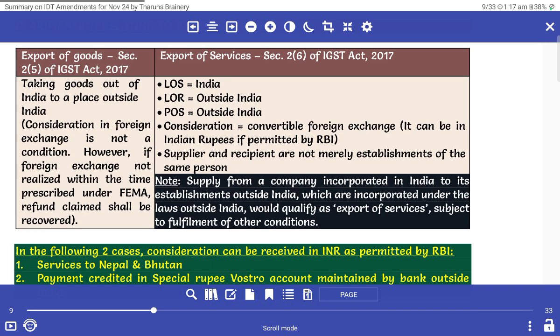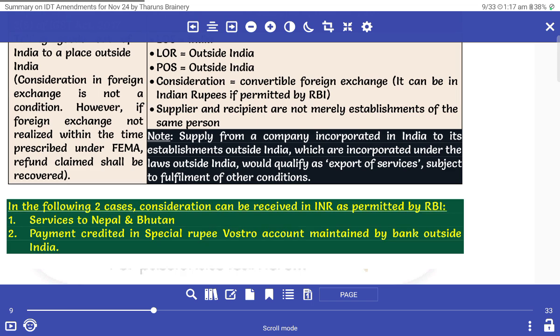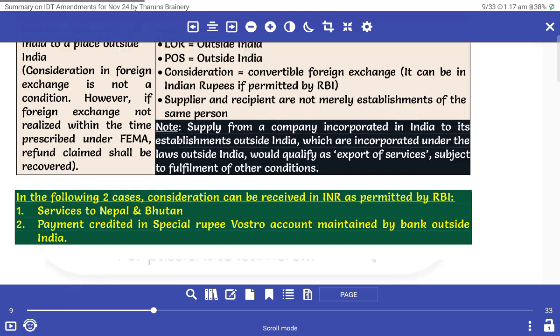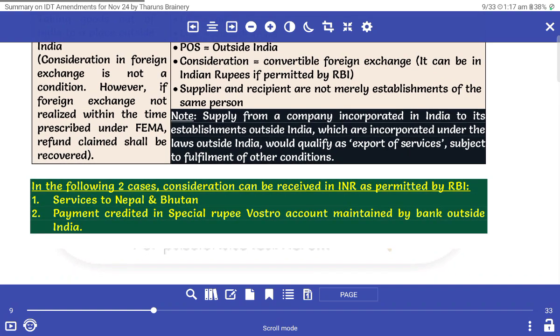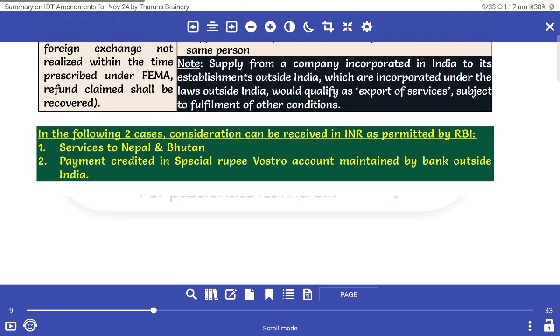Location of supplier is in India, location of recipient is outside India, and place of supply is outside India. Payment is received in convertible foreign exchange, or it can be in Indian rupees as permitted by the RBI. Supplier and recipient should not merely be established as such a person. Note: a supply made by a company incorporated in India to an establishment outside India, which is incorporated under the laws outside India, would justify the export of service.